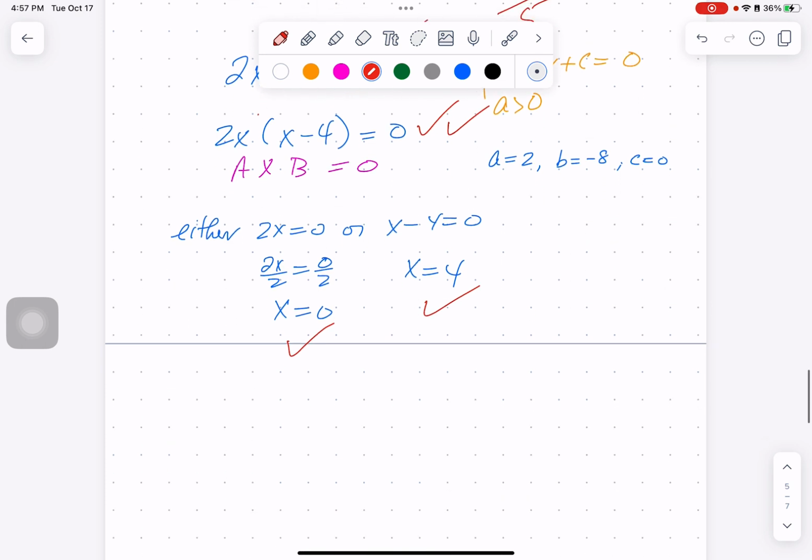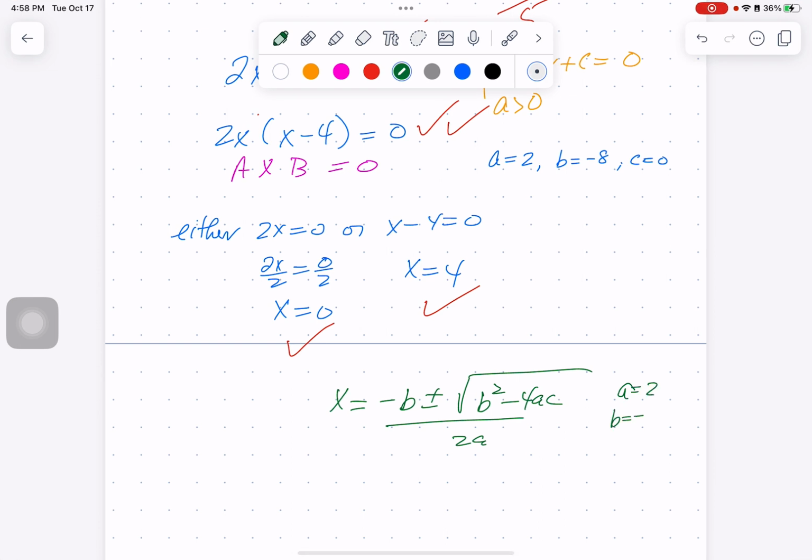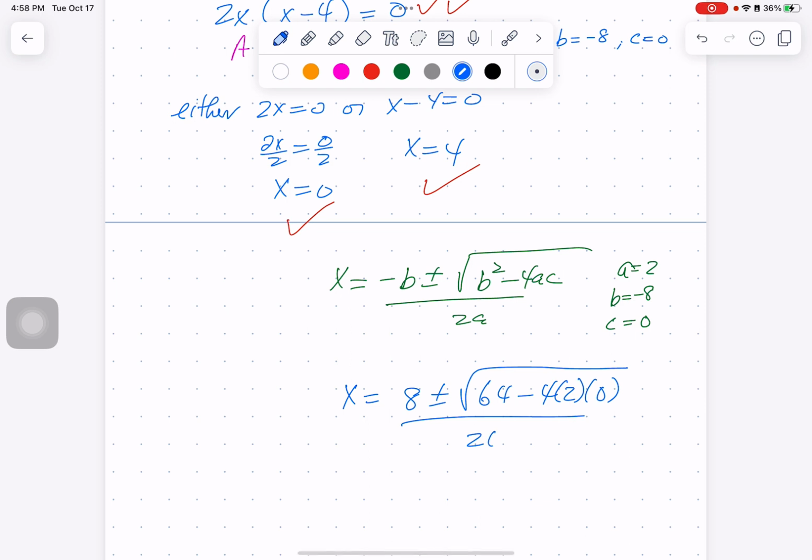If you use the quadratic formula, it went on a little bit longer. Let's take a look at what that would have looked like for you. You would have had x equals -b plus or minus square root b squared minus 4ac over 2a. That's a mark. a equals 2, b equals -8, c equals 0. Let's see what you get. You would have got x equals 8 plus or minus square root of 64 minus 4 times 2 times 0 over 2 times 2. Now see this part? That whole thing is going to go to 0.